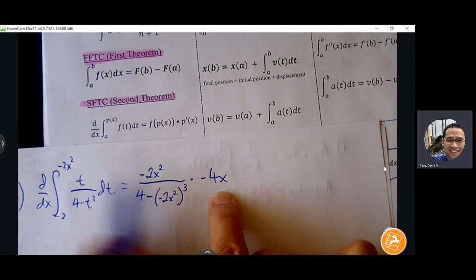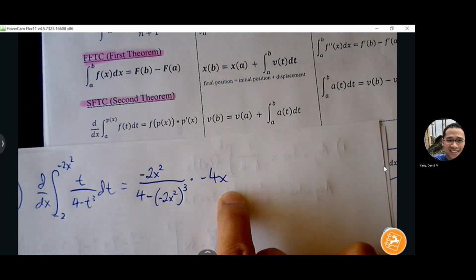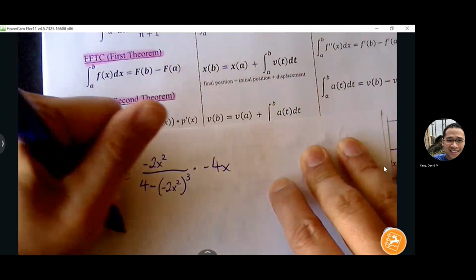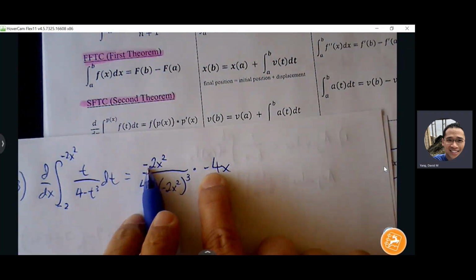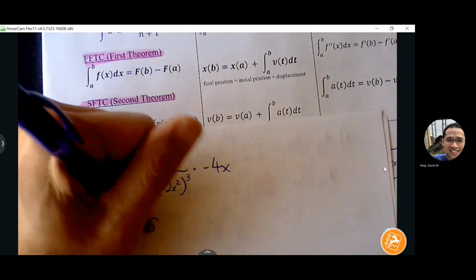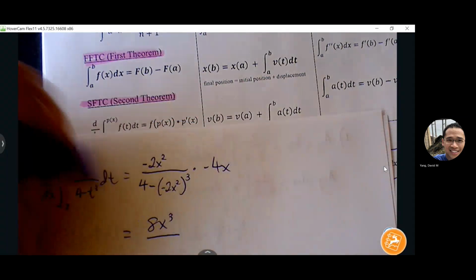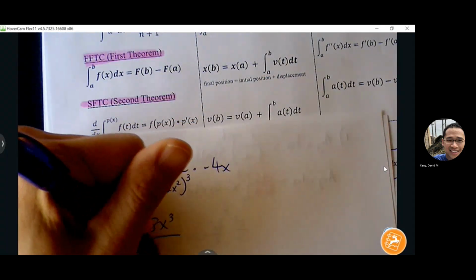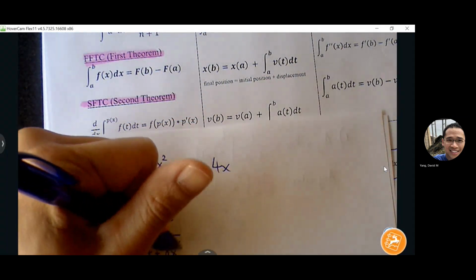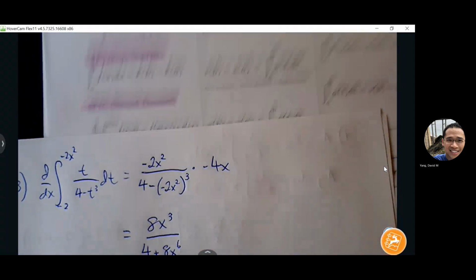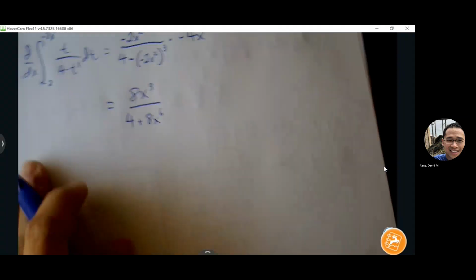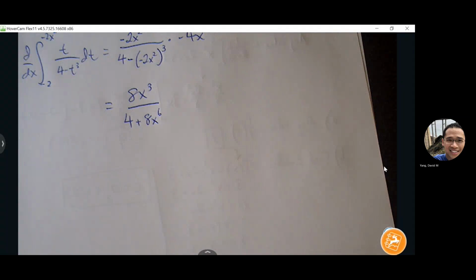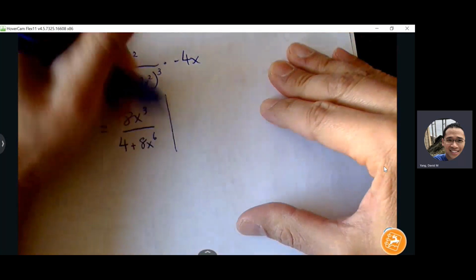So negative 2x squared becomes negative 4x. Do some cleanup here, multiply all the numerators together. Negative 2, negative 4 is positive 8. On the key, I reduced, but you don't have to reduce your answer.